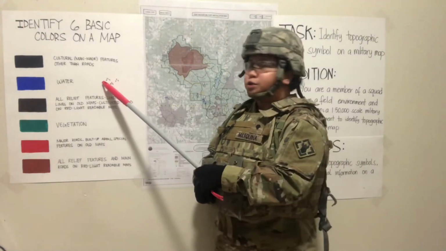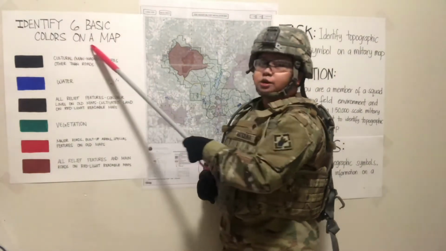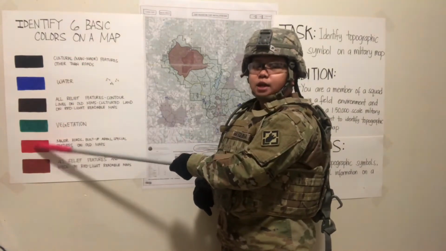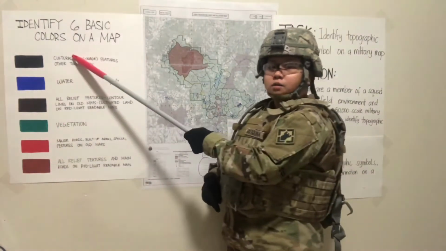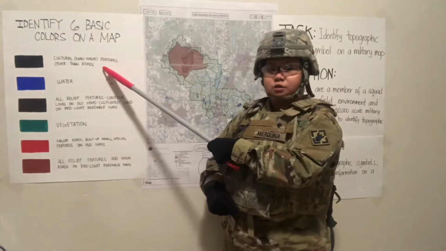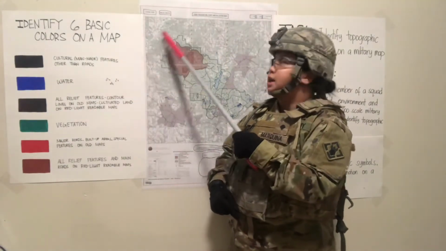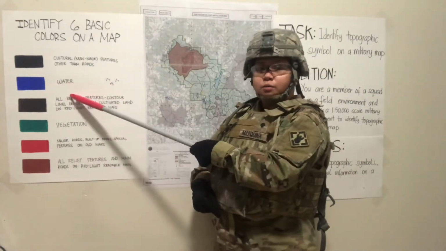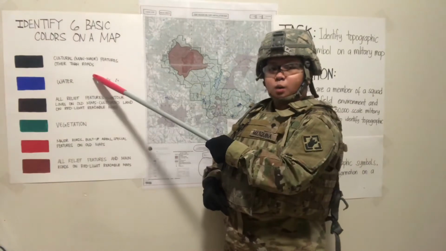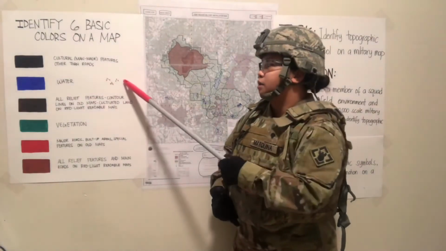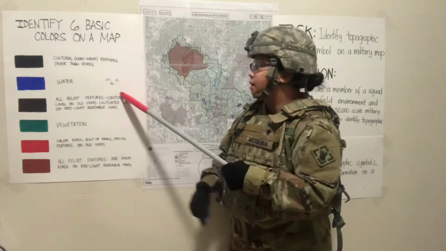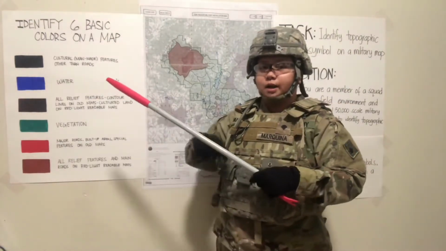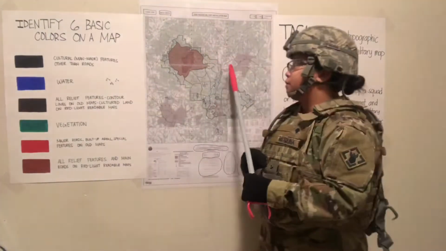Now we will identify the six basic colors on a map. We have black, blue, brown, green, red, and red-brown. For black, we have cultural man-made features such as roads, buildings, and the color of our information. For blue, we have water such as rivers, swamps, and lakes, and this one. If you can see, there's a little curve and a bigger curve and a little curve, like clouds, but like half clouds. That is your swamp that you can see over here.